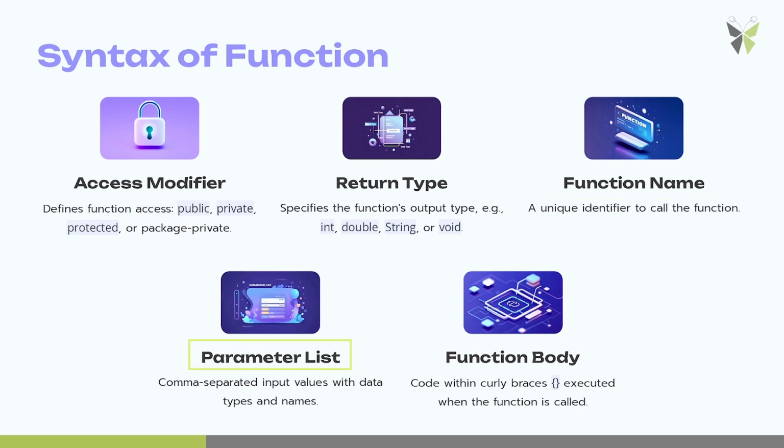Parameter list is comma separated input values which you will be passing to your function, but obviously when you are going to declare the function, you will be specifying what type of value. We cannot pass this input value of any random type. We have to specify which type of values are expected by this function. Lastly, you have your function body. So function body is nothing but the code within the curly brackets that will be executed when my function gets called.